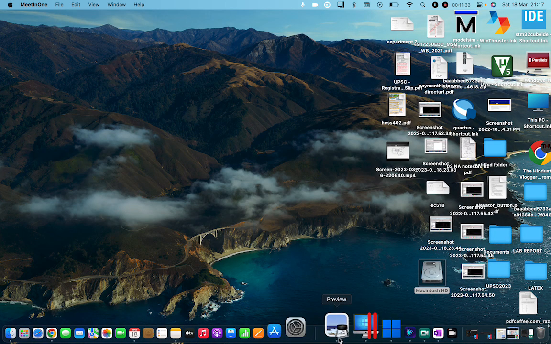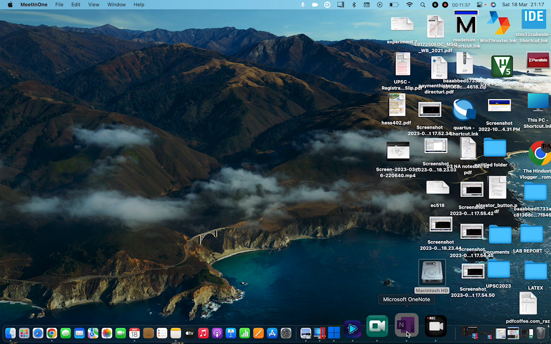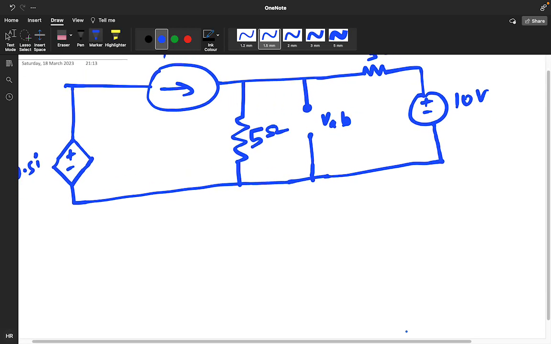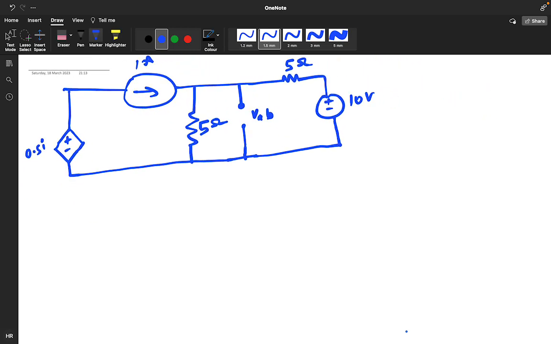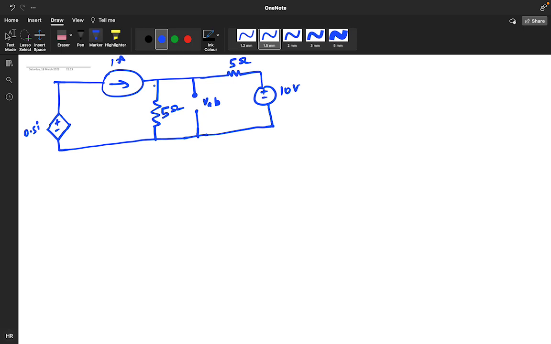Okay. So what I am telling, you need to calculate the value of VAB. So Priyanka, how will you calculate this value VAB? You need to calculate the value of VAB. So this is your question. How will you do it?